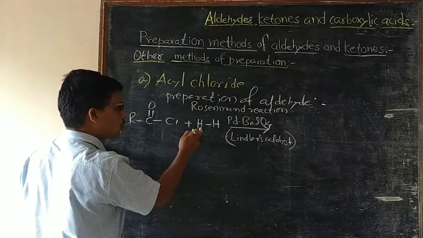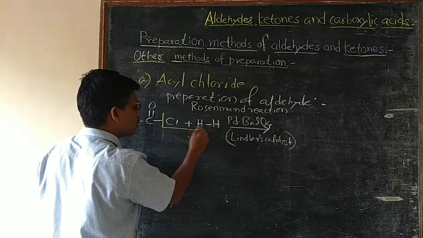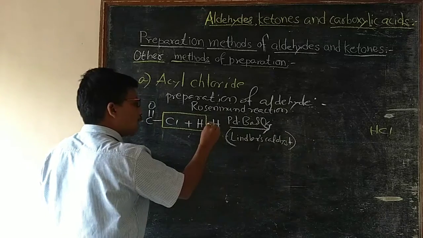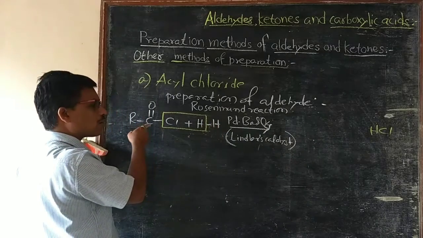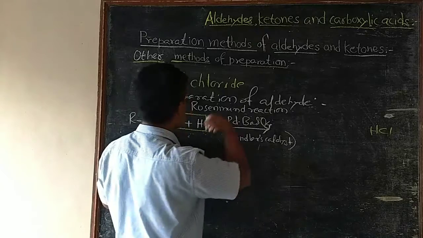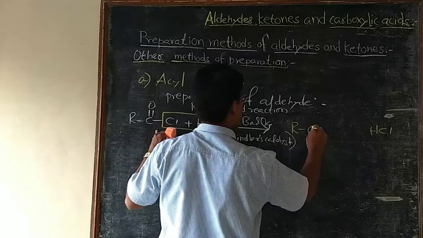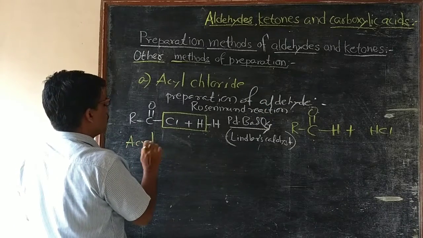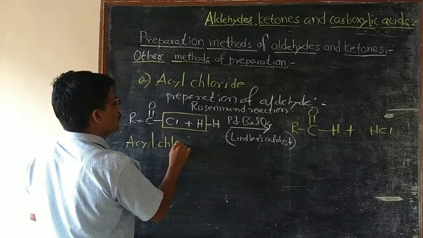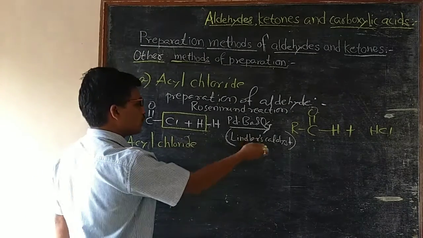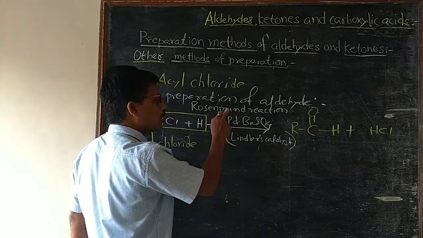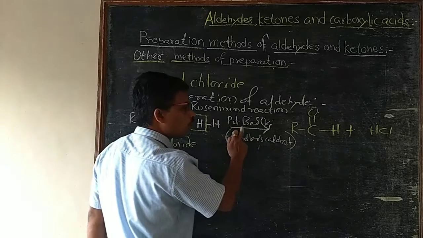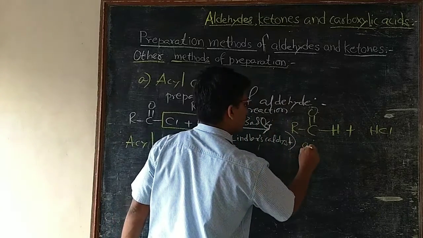In this case, this hydrogen and this chlorine combine with each other to form HCl, and the remaining hydrogen goes to this carbonyl carbon to form the corresponding aldehyde, that is RCHO. Acyl chloride on reduction with hydrogen, using palladium catalyst poisoned with barium sulfate, that is Lindlar's catalyst, forms its corresponding aldehyde.